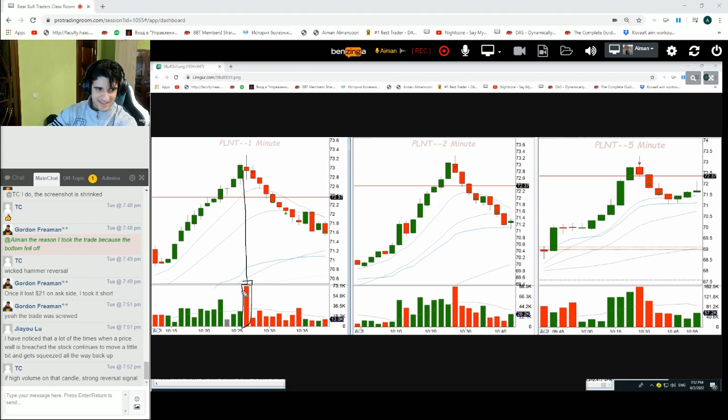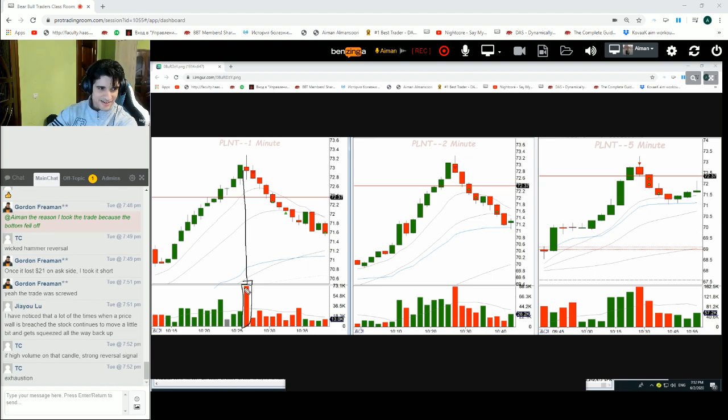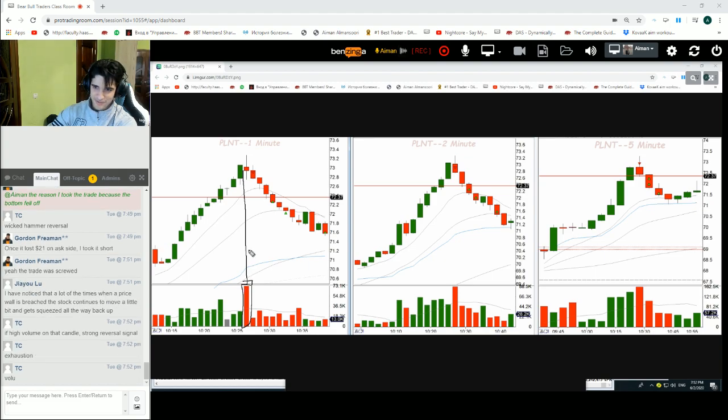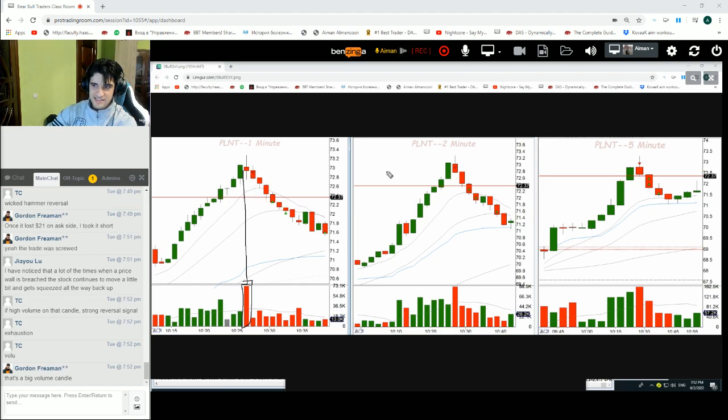This is a climactic volume, right? Exhaustion volume. That's totally right. You can call it exhaustion volume. You could call it climactic volume, right? It is happening at the high of the day. At the high of the day, you're having a doji.